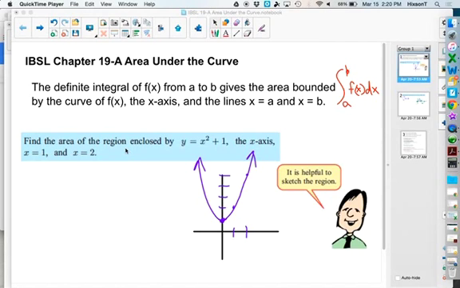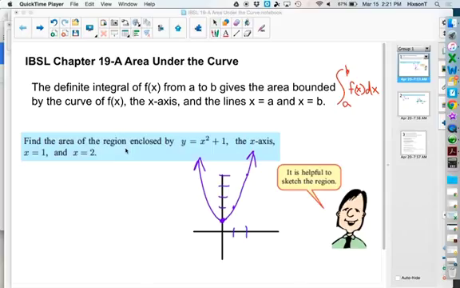So we've been talking about the fact that the integral gives us the area under a curve, but I want to expand on this and apply it a little bit further than what we've done so far. We're talking about the area under the curve, and it says here, the definite integral of f of x from a to b gives the area bounded by the curve of f of x, the x-axis, and the lines x equals a and x equals b.